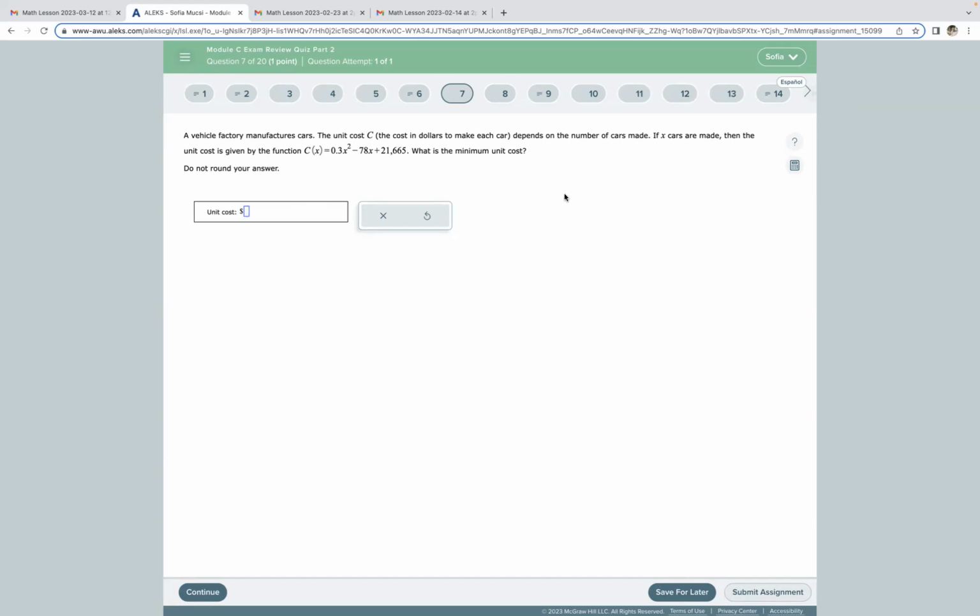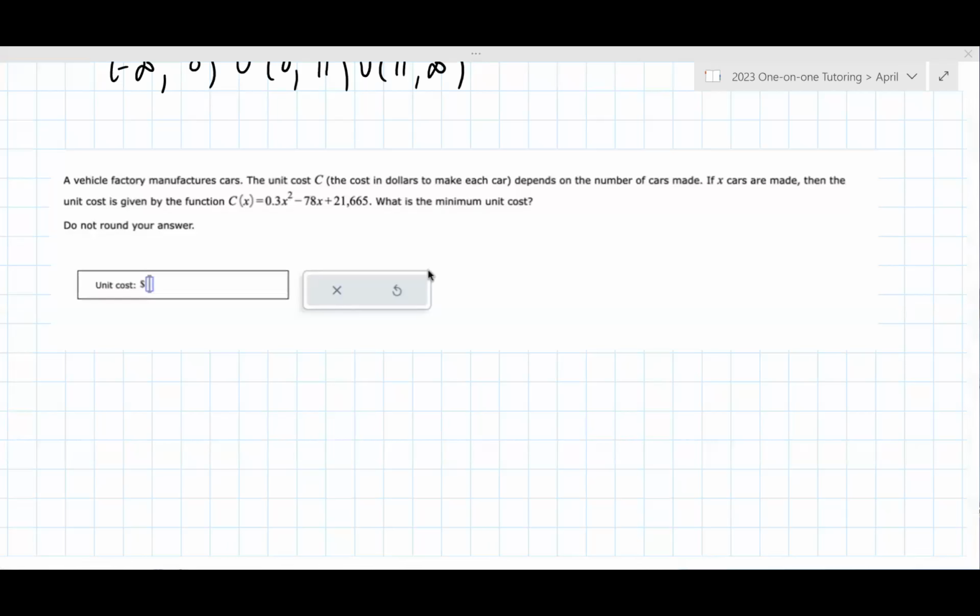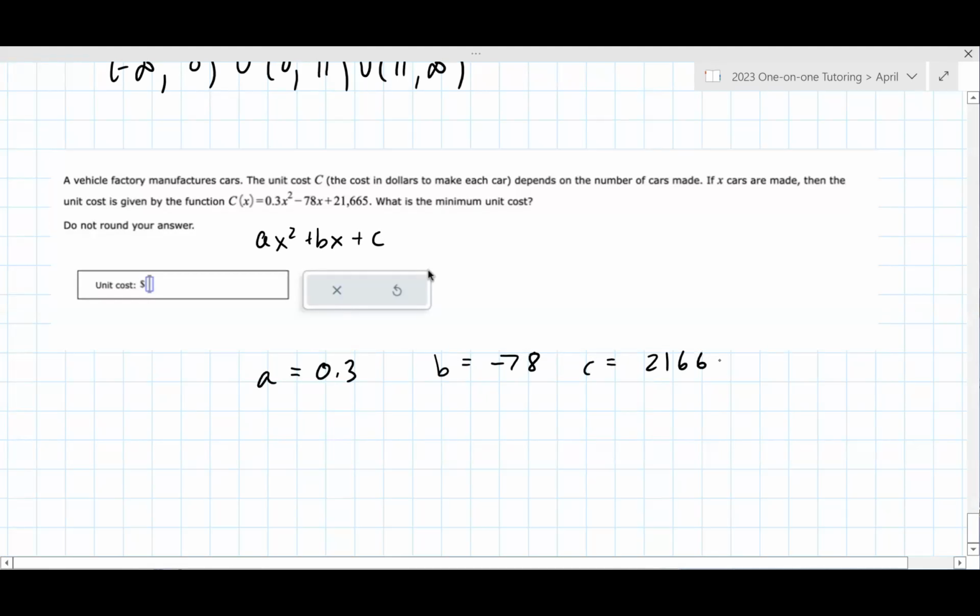Got it. Yeah. Let me jump on here. All right, so these are always in this form, ax squared plus bx plus c. Can you tell me the value of a, b, and c? Yeah, so a is 0.3, and then b is negative 78, and then c is 21,665. Perfect. Now the first thing is minus b over 2a. And this was like, hey, go to your calculator. There's no reason for you to do this. 2 times 0.3. So will you calculate that for us, please?